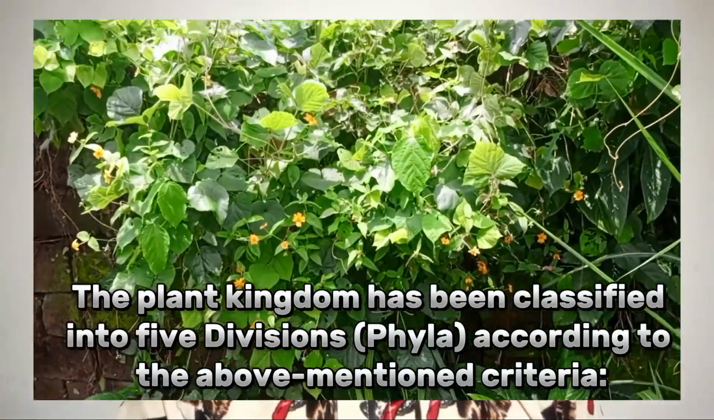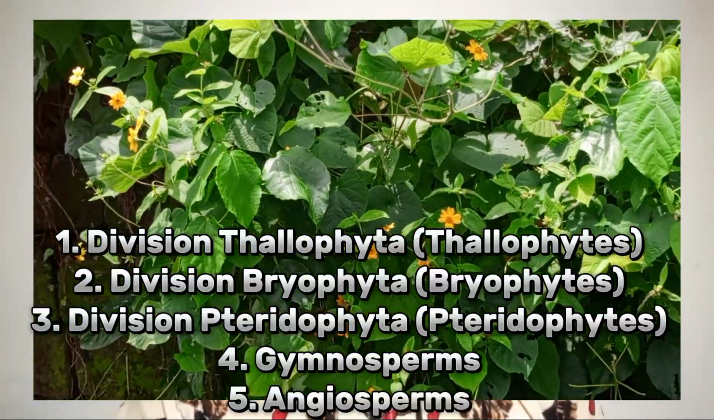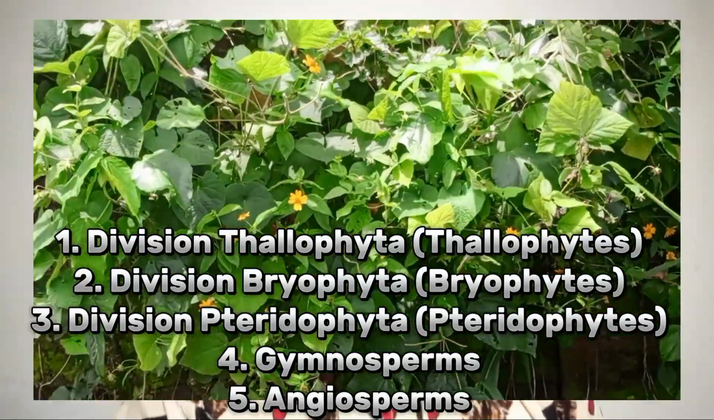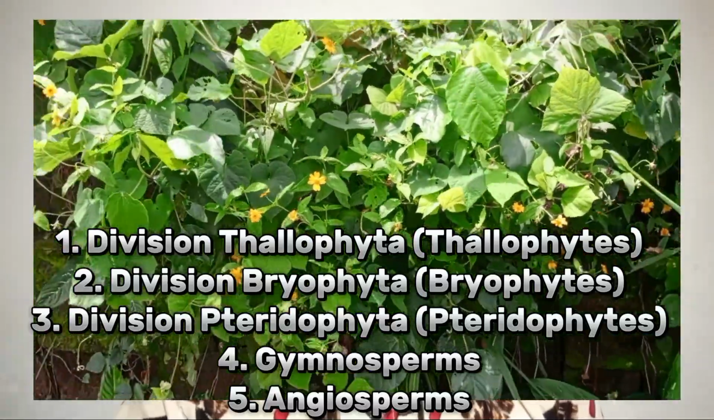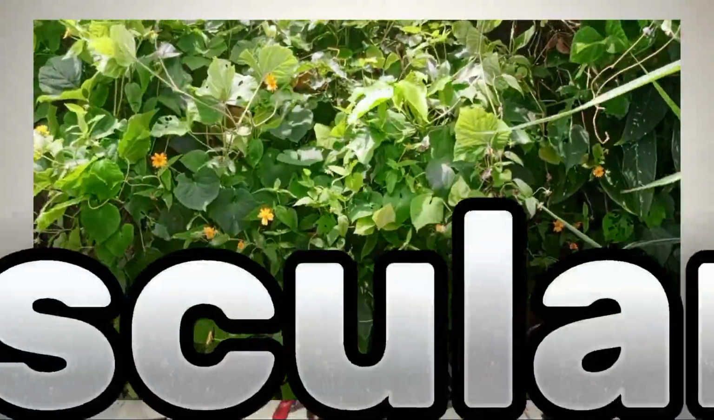Okay. Now, the plant kingdom has been classified into 5 divisions according to the above criteria. And the 5 divisions, that's phyla, of the plant are the division Thallophyta, the division Bryophyta, the division Pteridophyta, the division Gymnospermia, or the gymnosperms, and the division Angiospermia. Now let's look at the non-vascular plants, plants that do not have vascular tissues.